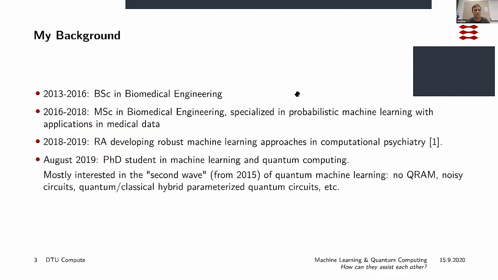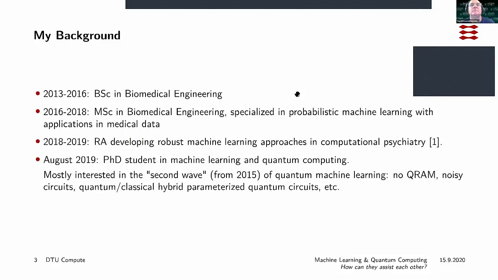You can see here that my background is actually in engineering. It's in biomedical engineering with specialization in machine learning. Then I spent a year as a research assistant on pure machine learning, or applied machine learning, but only focusing on that. And then last year I got a PhD scholarship in this interface between machine learning and quantum computing. So I also had to get used to a lot of the notation and a lot of the way of thinking and stuff like that.